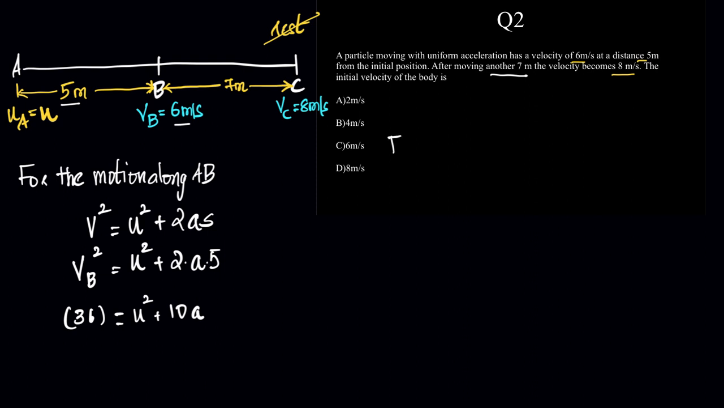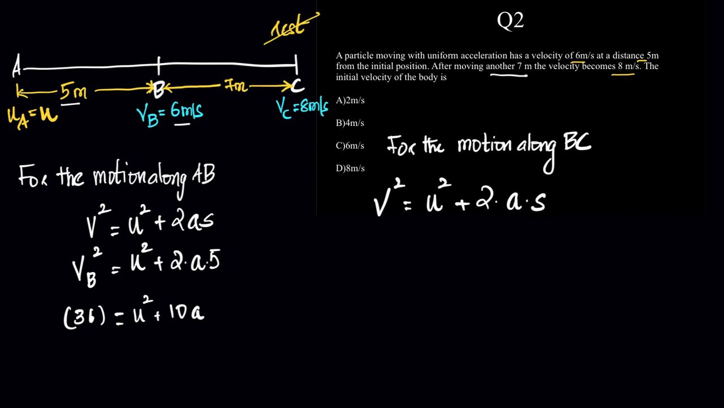Now for the second portion of the motion, which is for the motion along BC. For the motion along BC, we can again write the same equation, which is v square is equal to u square plus 2as. Now what is v here? V is velocity at c, so this becomes vc square is equal to u square. Now u square here would vary.